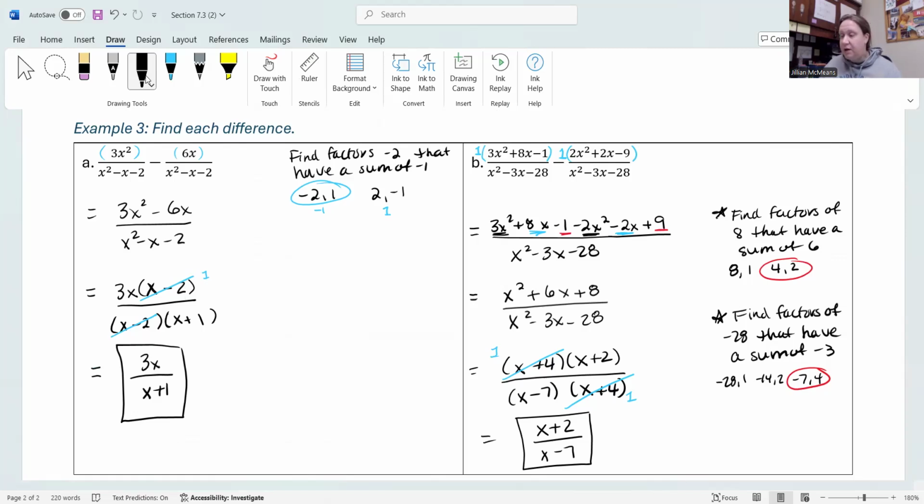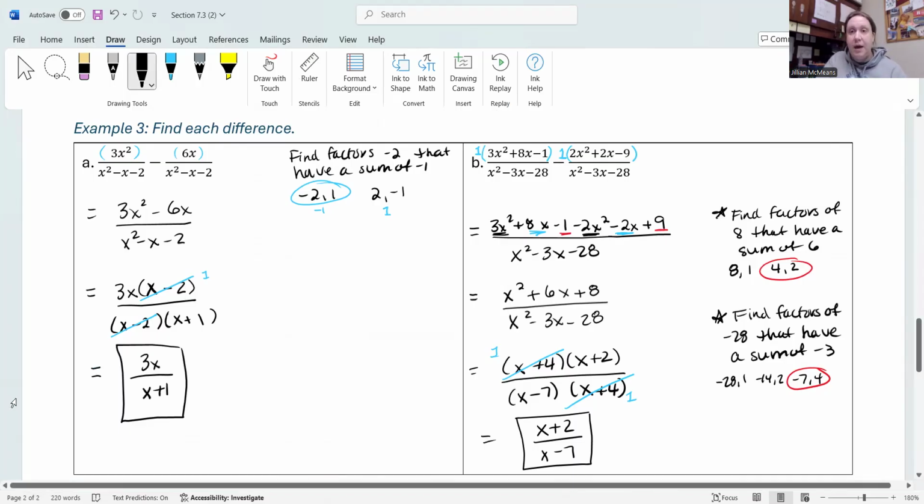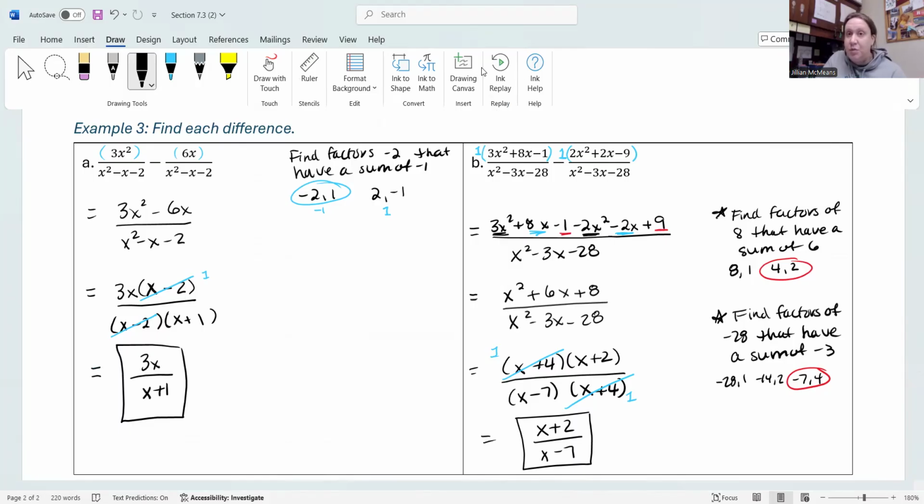So just be really careful, especially with subtraction. Make sure you subtract that entire numerator, okay? So practice, practice, practice. In the next video, we're going to look at those weird opposite factors, okay?